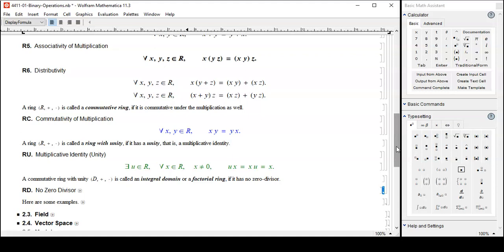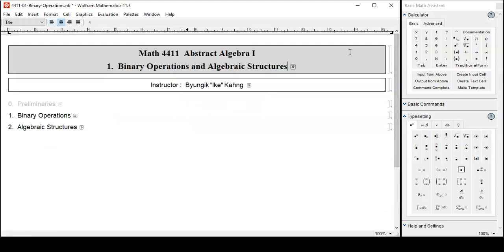So we went through a lot of rings, general rings, commutative rings, rings with unity, and finally, integral domain. We'll come back and discuss a little bit more about rings.